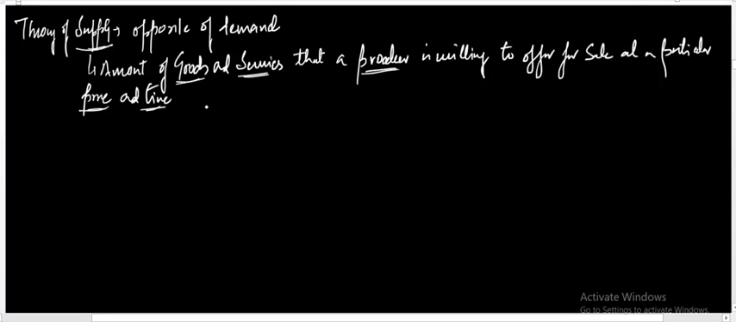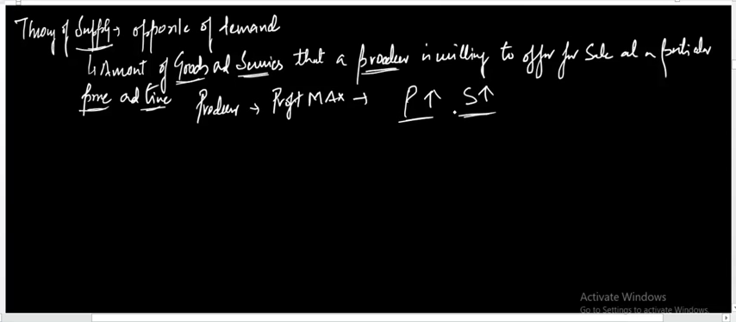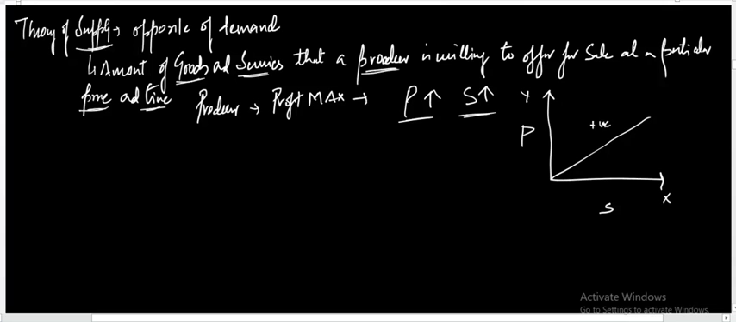Now, because this producer is a profit maximizer, he will be willing to supply more when the price increases. So there is a direct relationship that flows between the price and the supply. Now let me consider a diagram. Say taking supply on the x-axis and price on the y-axis, we will get a positive slope graph. The slope is positive, the relationship is direct.